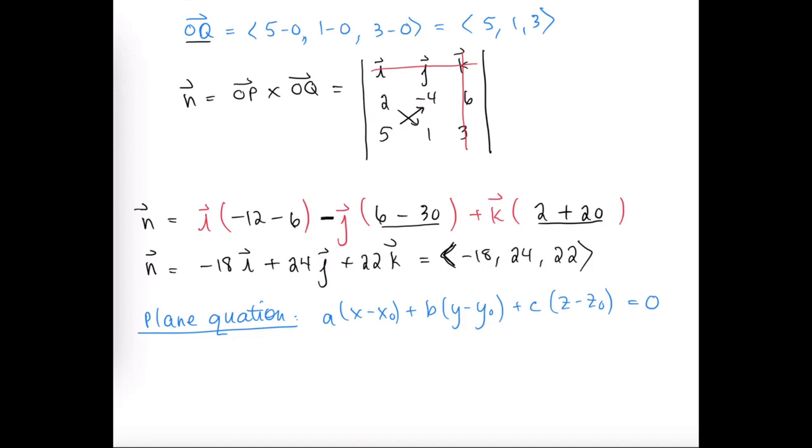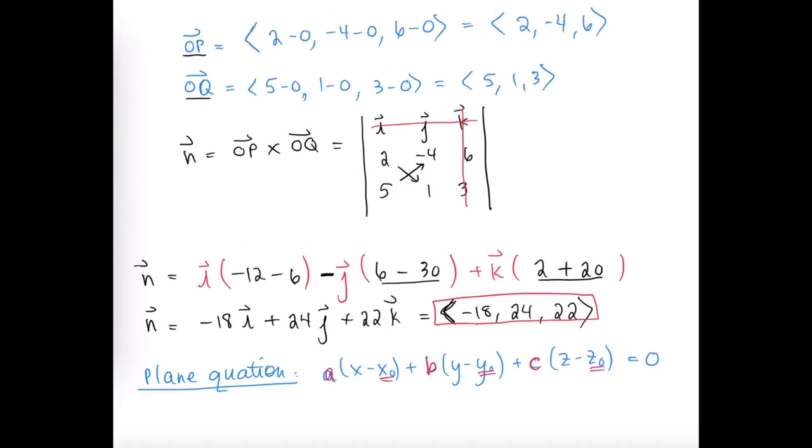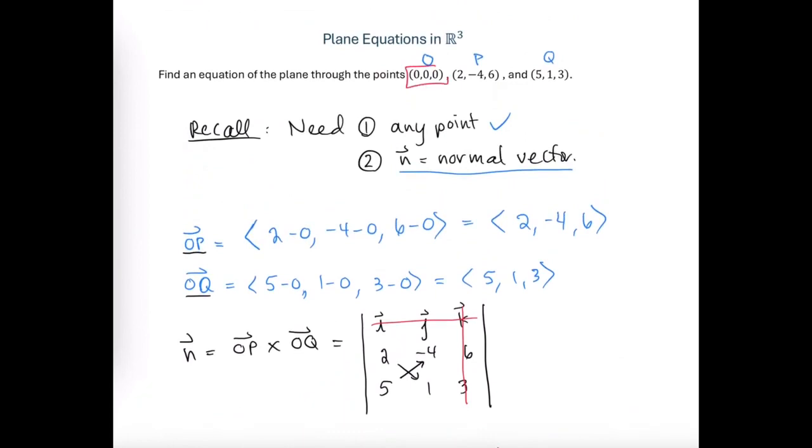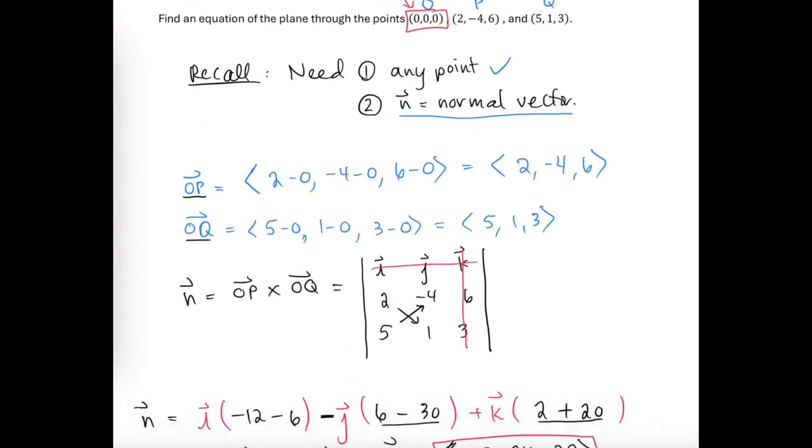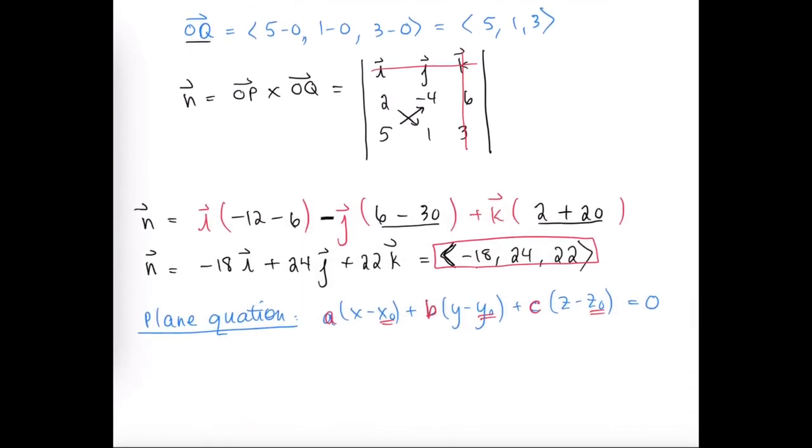Remember, the equation for a plane is going to be a times x minus x naught, plus b times y minus y naught, plus c times z minus z naught, where a, b, and c are the components of the normal vector, which we just found to be negative 18, 24, and 22. And the x naught, y naught, z naught is the ordered triple that I'm choosing as the point within the plane. Now, we have 3 ordered triples to choose from, but because the origin is one of them, I'm going to choose that. It's going to make my computation a good bit easier.